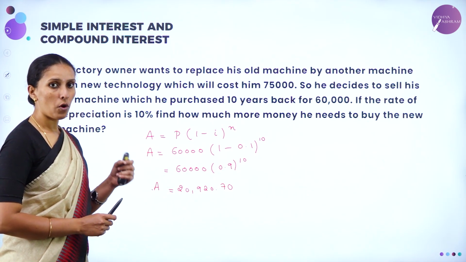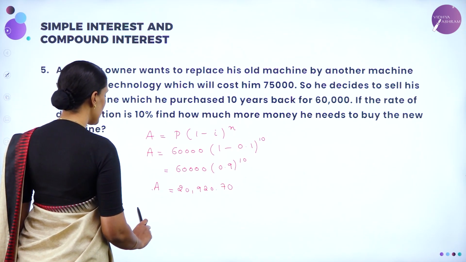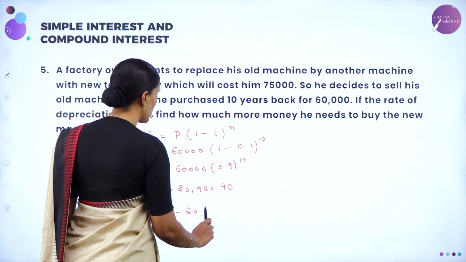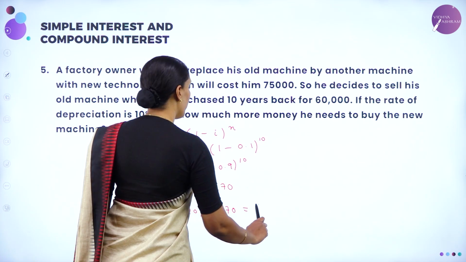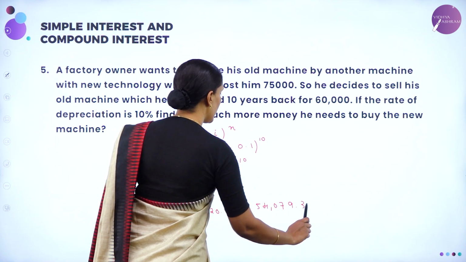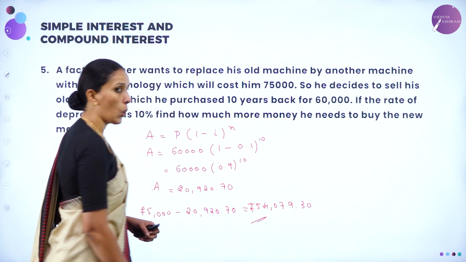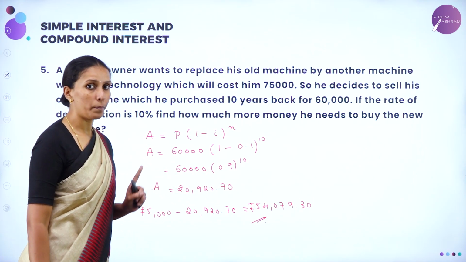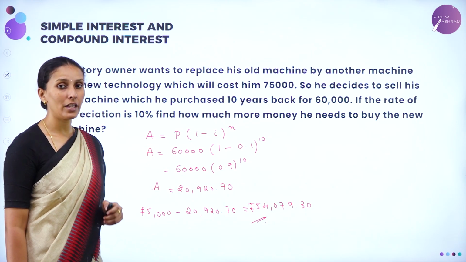Now, he sells the old machine for the given amount here. So, how much more money does he need to buy a new machine? So, that is equal to 75,000 − 20,920.70, which is equal to 54,079.30 in terms of rupees. So, that means the factory owner needs 54,079.30 rupees more to purchase the new machine, which costs 75,000.